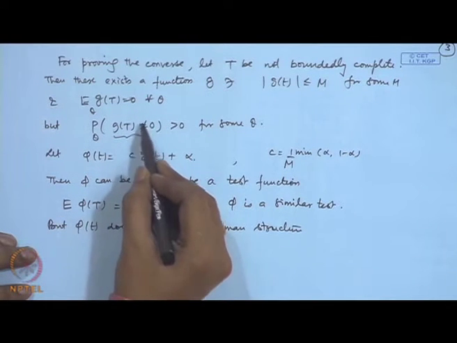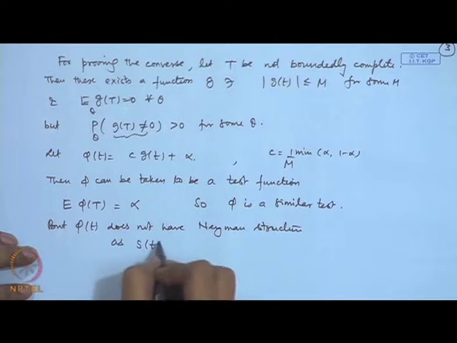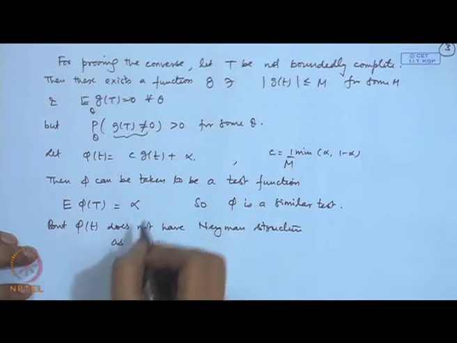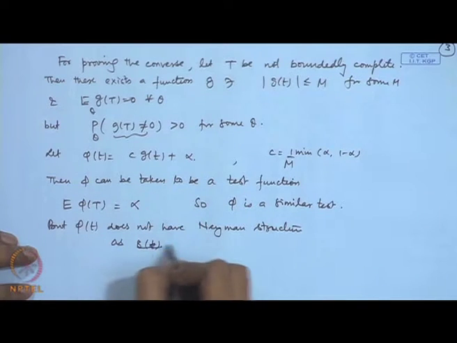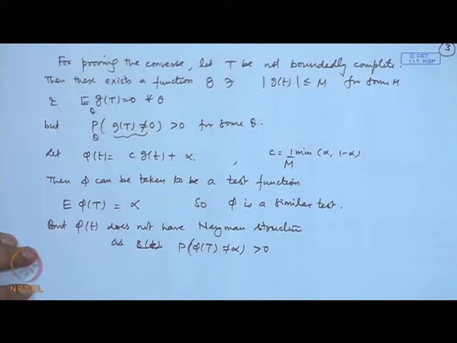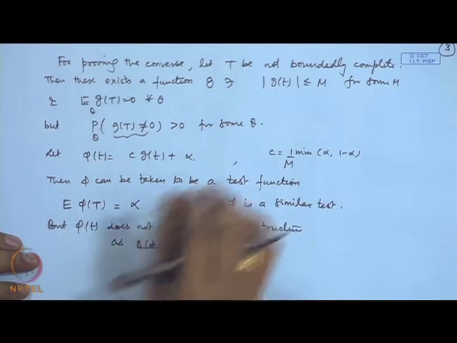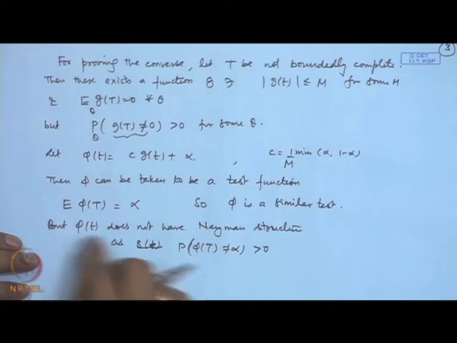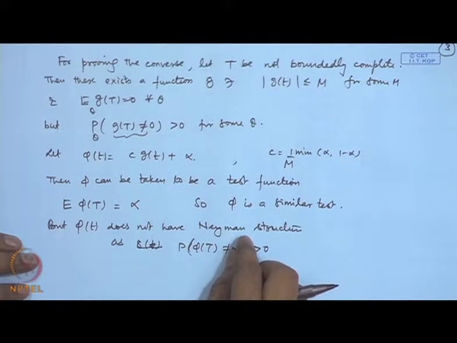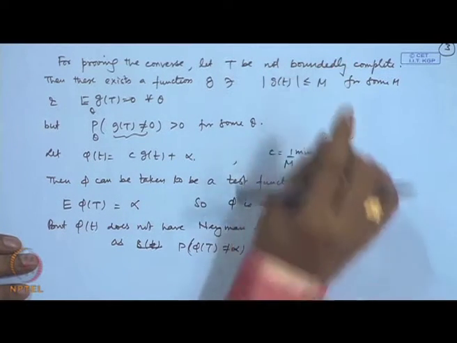Because I am assuming that g t is not equal to 0, that means, we are assuming that probability that phi t is not equal to alpha is positive. So, phi t does not have Neyman structure. If I assume that T is not boundedly complete, then phi t does not have Neyman structure. So, the converse part is also proved. That means, T should be boundedly complete.